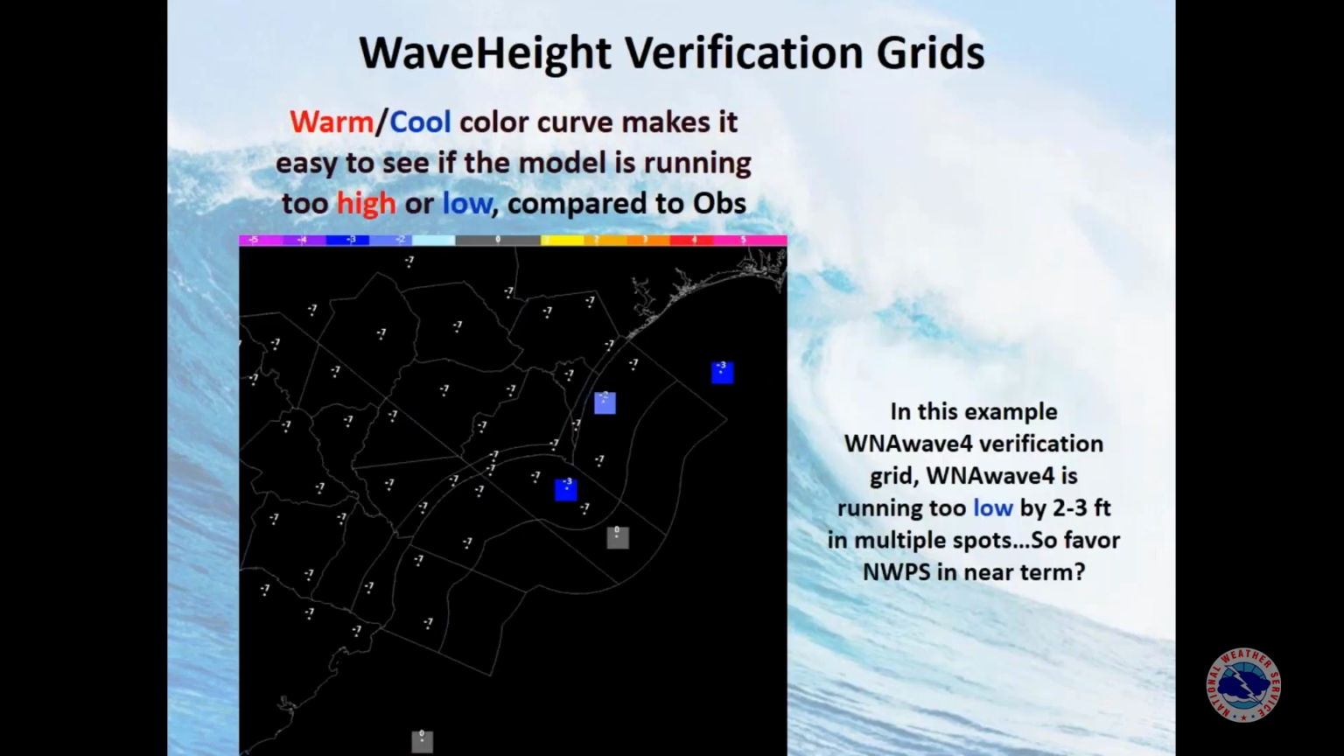So the wave height verification grids just use a warm-cool color curve. If you look at each individual one, this is for the WNA Wave 4. You see a lot of cool colors, so the forecast is running too low. Now, I have a bias correction built in to account for this in the ILM blend, but in general, if you didn't want to use that, you might want to just favor a different guidance source, like the NWPS, because obviously the WNA Wave 4 is kind of out to lunch here, and it's this low right now, 2 to 3 feet. It's probably going to be like that for the remainder of the first period forecast.